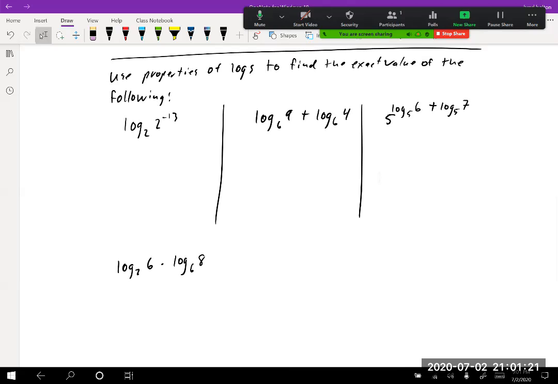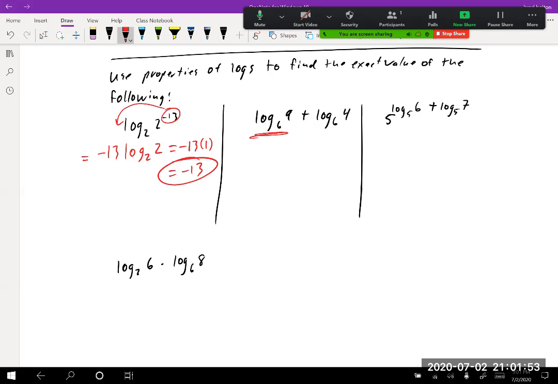So now it says use properties of logs to find the exact value of the following. So what I'm going to do is use a property. Here's an exponent, and I'm going to move this to the front. So we're going to have negative 13 log base 2 of 2. Now I know that log base 2 of 2 is 1, so this is going to become negative 13 times 1, because that's one of the properties, so we get negative 13. Done. Okay, let's do this one.